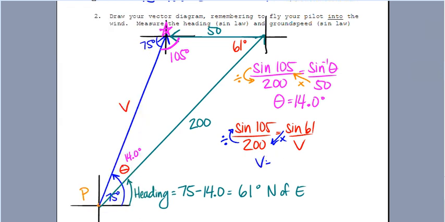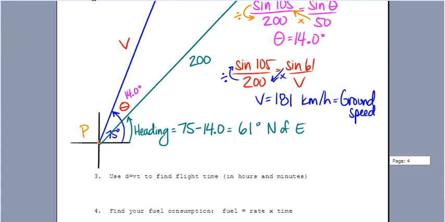181 kilometers per hour. And that's our ground speed. And that fits the triangle. Always use your number sense. We can see that the 200 is the longest side, so we have to be a little bit shorter than that. That seems to work.